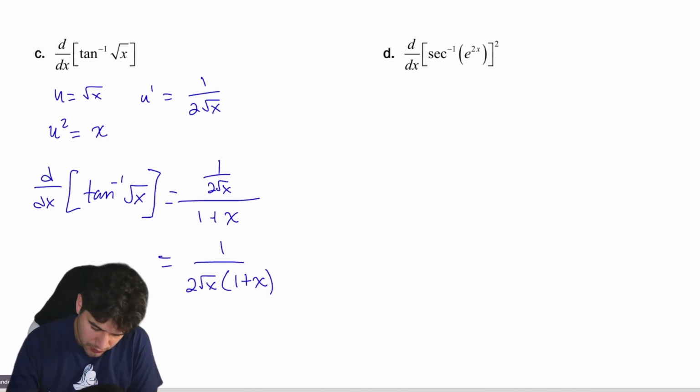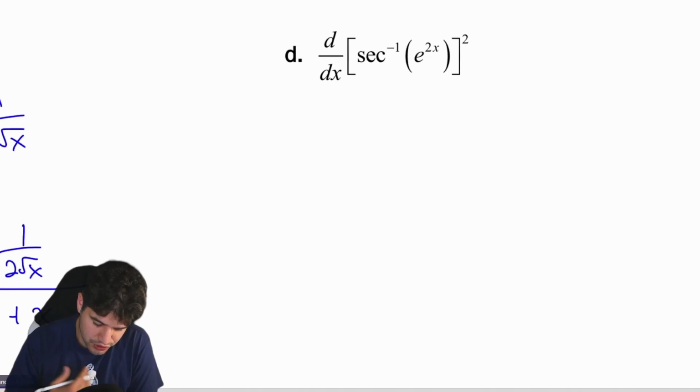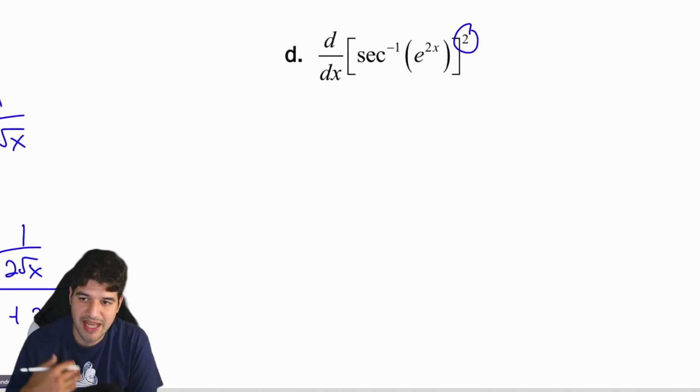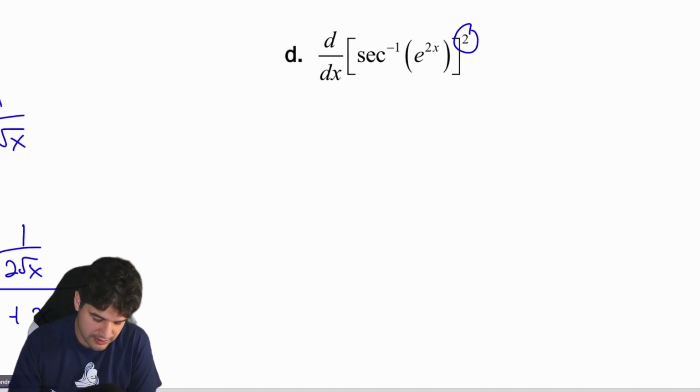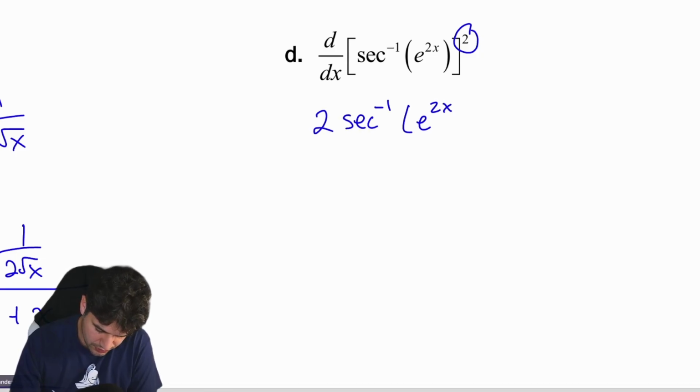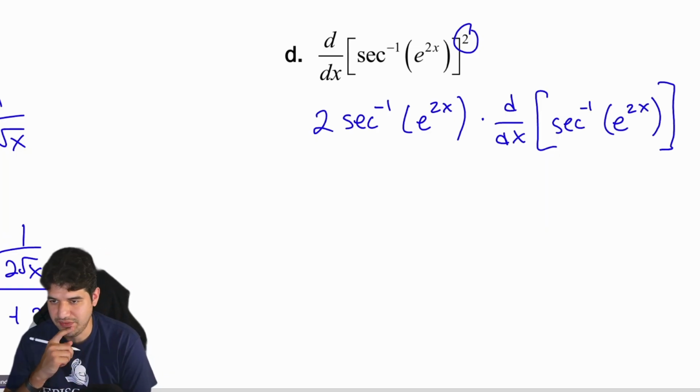rule. So let's go ahead and look at this, because we have actually 2 chain rules happening. We have our exponent happening first. All right, so when we take this derivative, we're going to bring the 2 down, and I'm left with inverse secant of e to the 2x, now times the derivative of the inside. So times the derivative of inverse secant of e to the 2x, which has another chain rule inside of it.